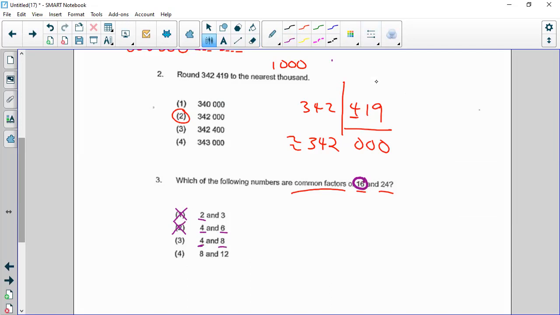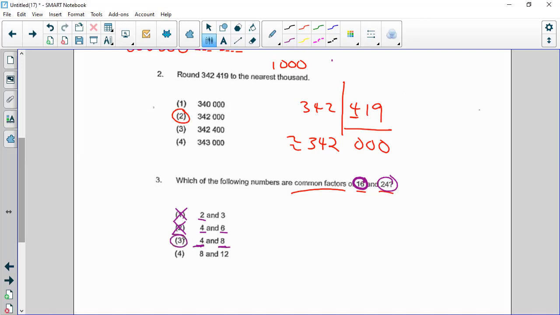Then go to 24. Can 24 divide by 4? Can. Can 24 divide by 8? Also can. So it means that 4 and 8 are common factors of 16 and 24. So answer has to be number 3, shortcut.